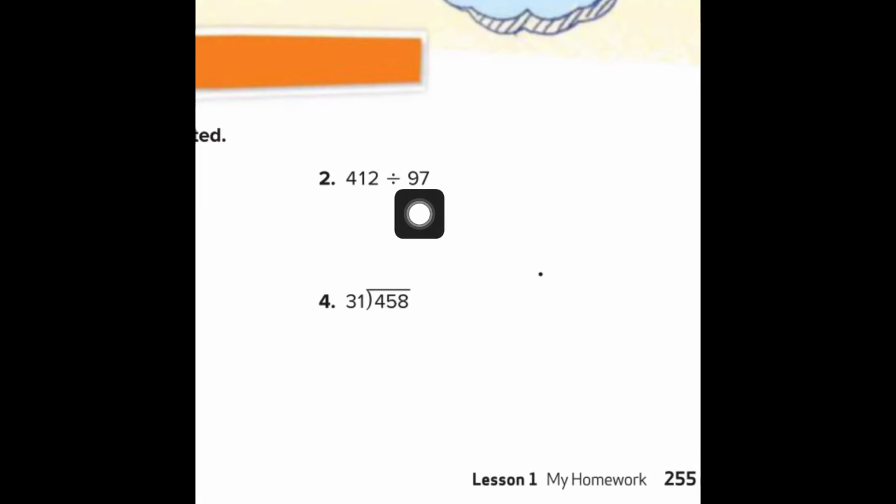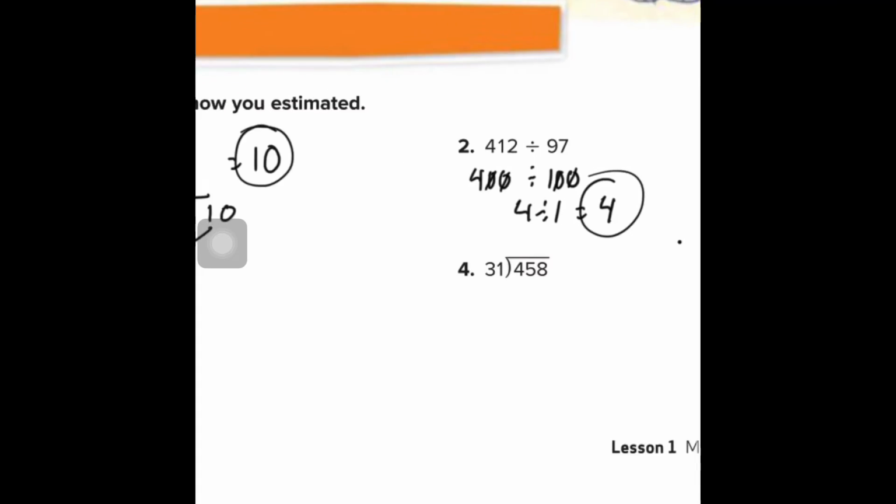Number 2, here's that beautiful divisor. Estimate that. That's really close to 100. And something that's compatible, well, 400 would be the most compatible, because then look what we can do. Cross off 2 zeros, then we have 4 divided by 1 equals 4. There's our answer.